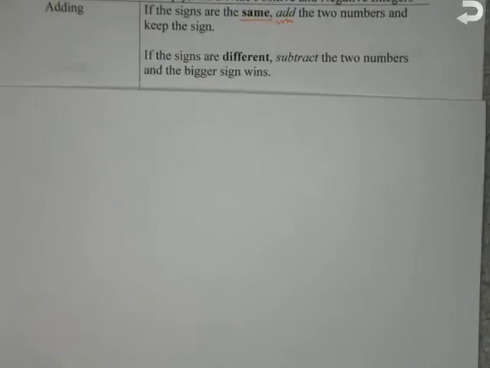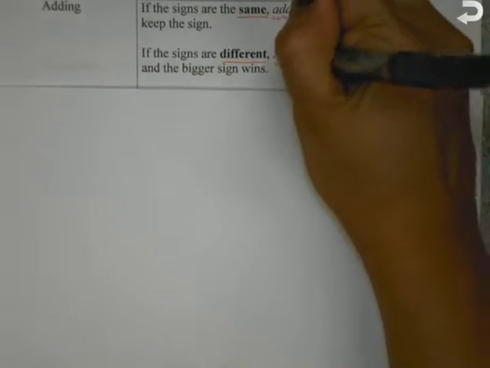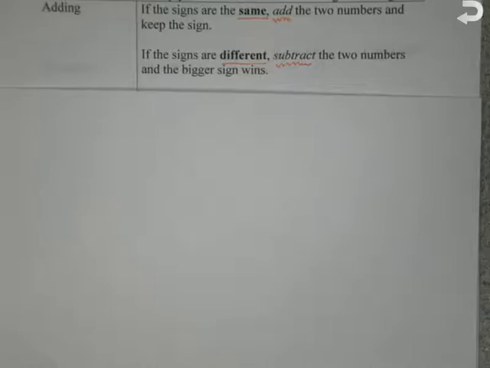Okay, what about if the signs are different? If the signs are different, so let's say a positive plus a negative, we're going to actually subtract the two numbers and the bigger sign wins. So whichever number is bigger, that's the sign that we use.